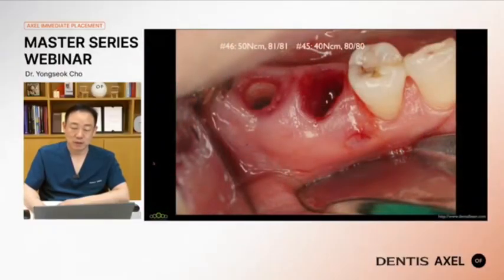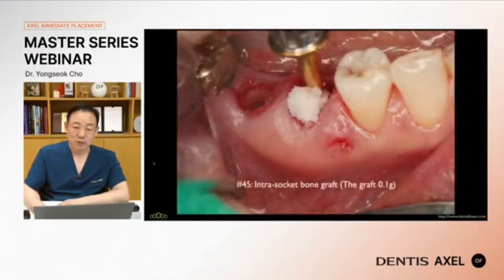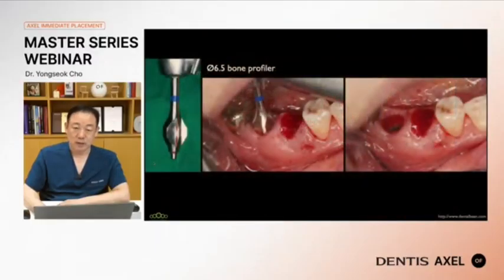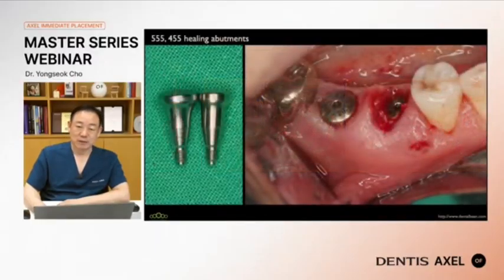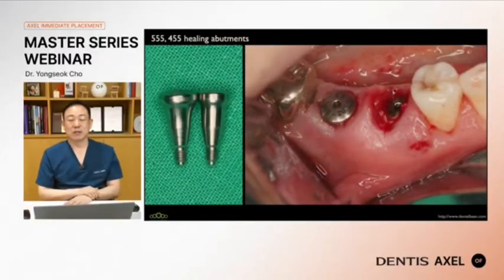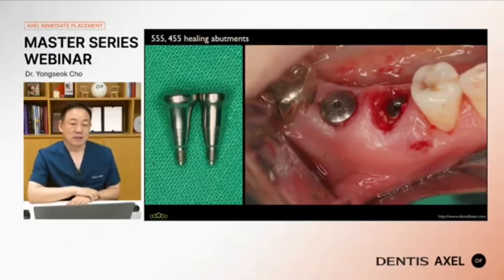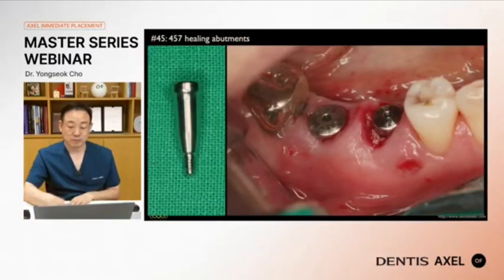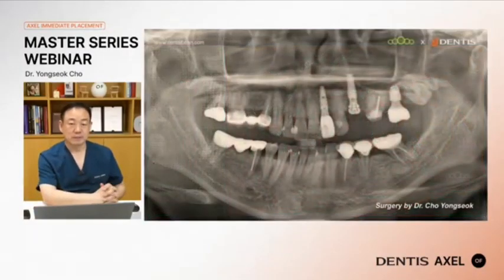Okay, here, I can get very strong primary stability. Intra-socket bone graft was done at the premolar site, although this is not mandatory. Because of buccal bone loss, I tried this. Then I connected the healing abutment after alveoloplasty. Here, look at the enough depth of the implant. 45 looks a little bit deep. I changed the healing abutment to 7 millimeter long and finished.